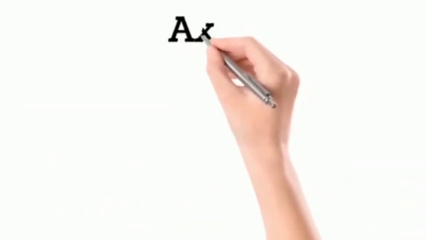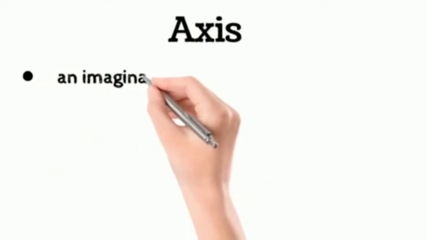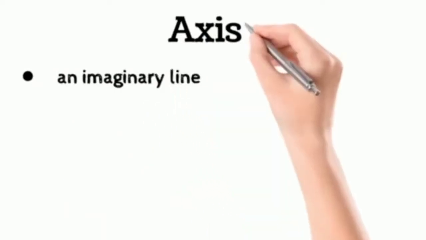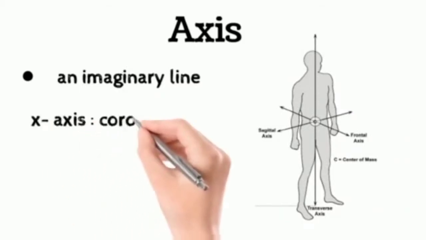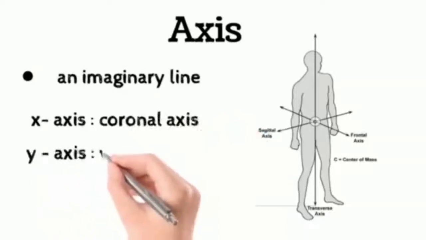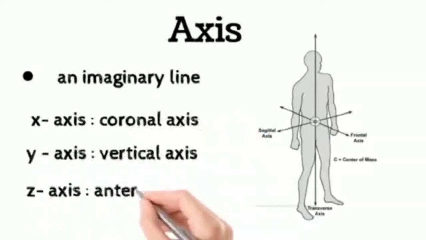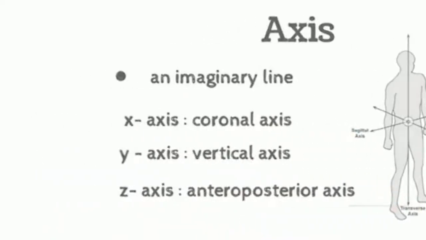Axis is nothing but an imaginary line. For any plane, it lies at right angle, about which the body rotates or spins. In this diagram, we can clearly see that the x-axis runs side to side, so it is labeled as the coronal axis, and the y-axis runs up and down, so it is labeled as the vertical axis. The z-axis runs front to back, so it is labeled as the anterior posterior axis.